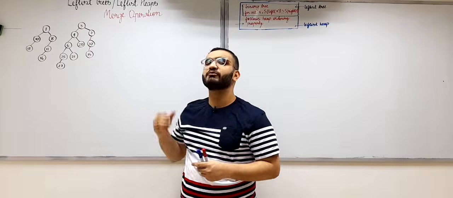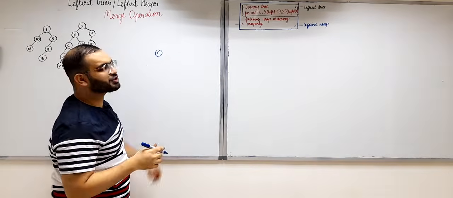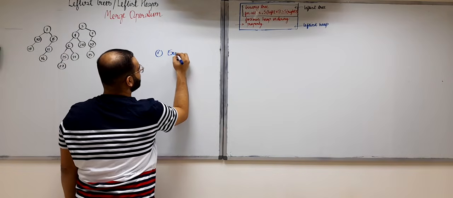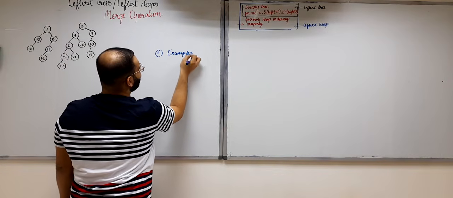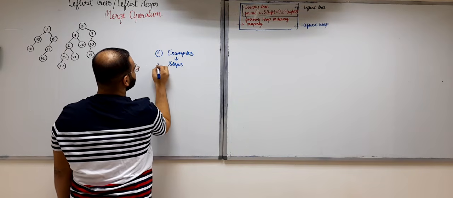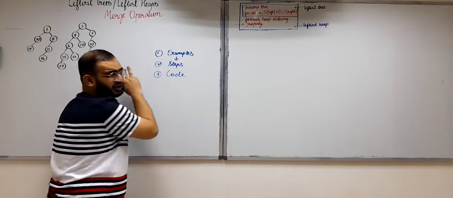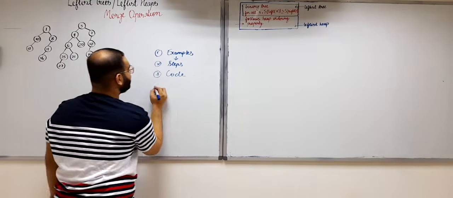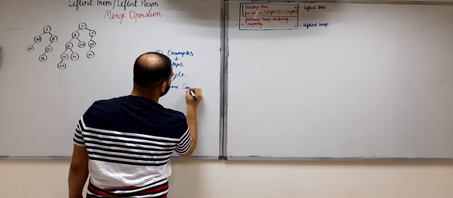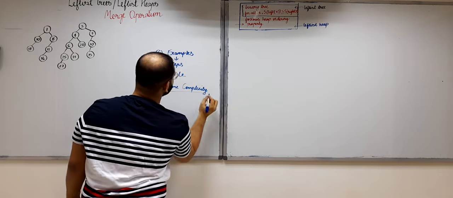So what am I going to cover in this video? I am going to show you an example where I merge two leftist heaps. First we will look at the examples and then we will derive the steps out of the examples, right? Then we will write down the code for merging two leftist heaps, and finally we will try to find out the time complexity of merging two leftist heaps, right?